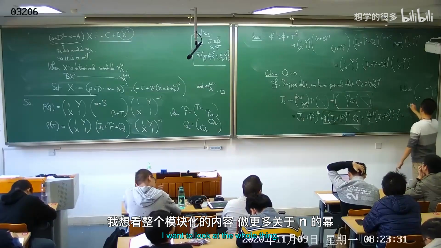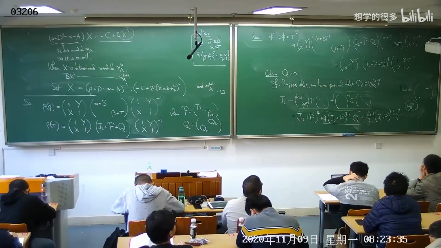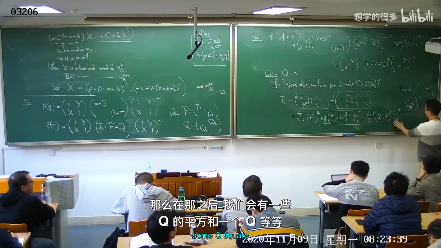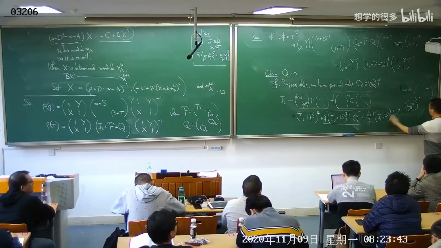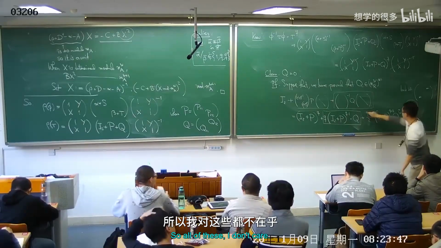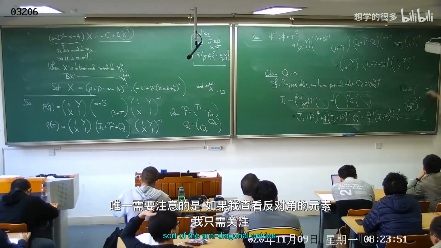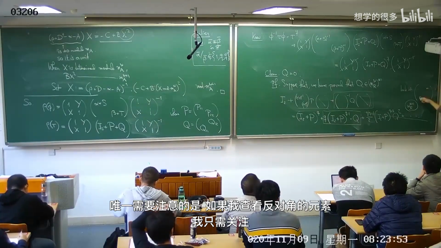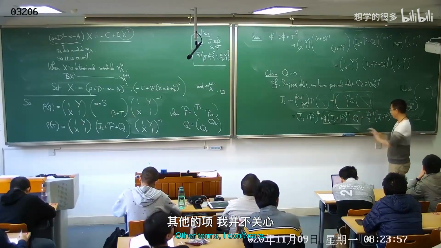I want to look at the whole thing modulo the maximal ideal to the n plus first power, right? So everything after that will have some Q squared and Q cubed and so on, and all of them are in the maximal ideal to the n plus first power. So all of these I don't care about. If I just look at the anti-diagonal entries, I just have to look at the two blocked pieces here. Other terms, I don't care.